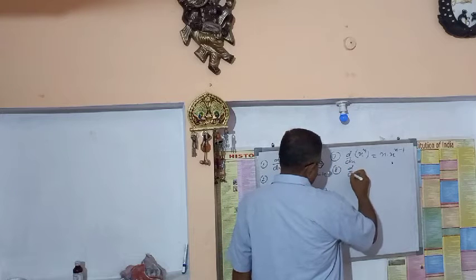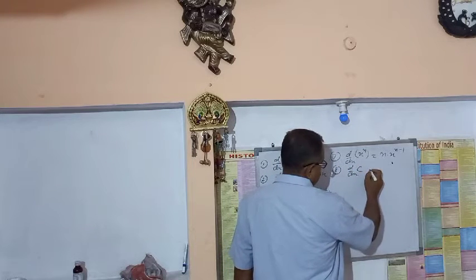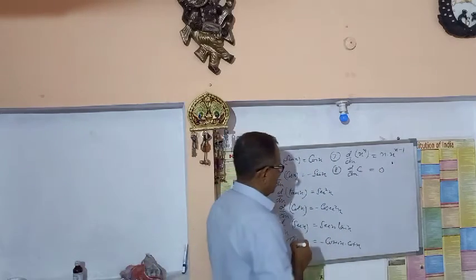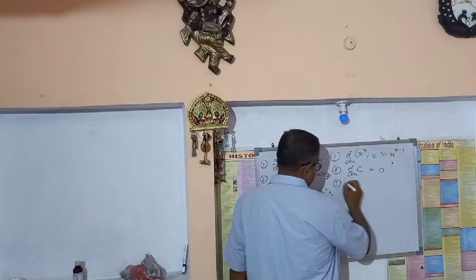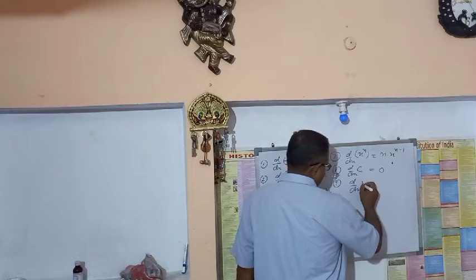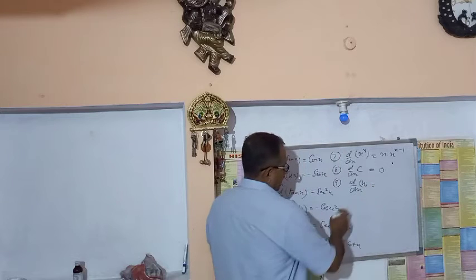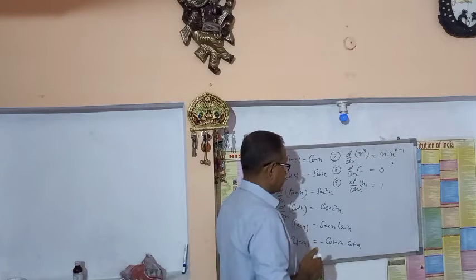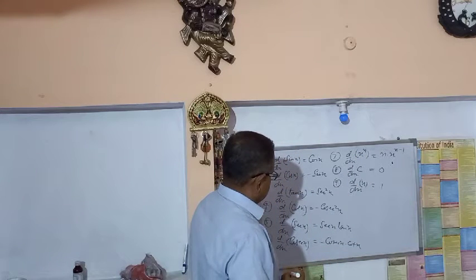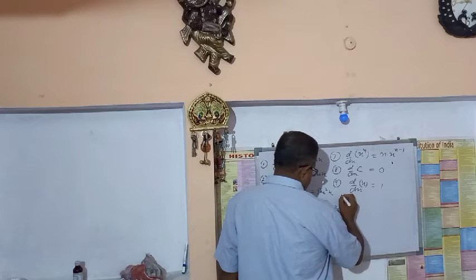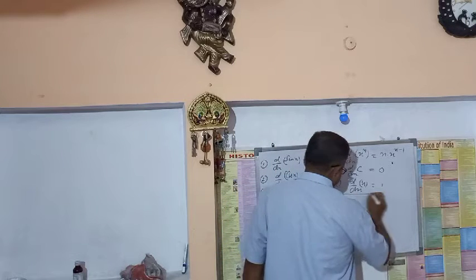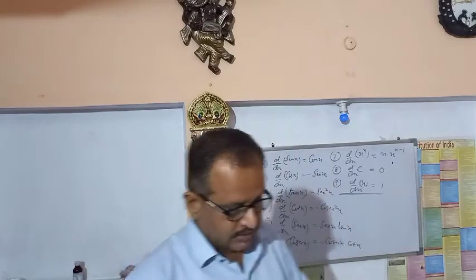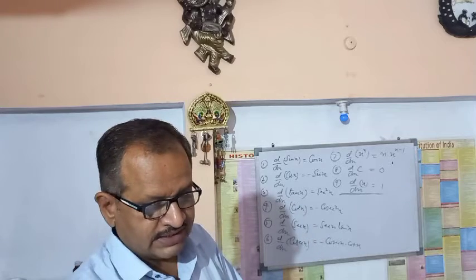And d by dx of a constant term, c is constant, is 0. d by dx of x, derivative of x with respect to x, that is 1, using this result. So we have to apply these results in the differentiation. So let us see some problems from exercise 5.5.